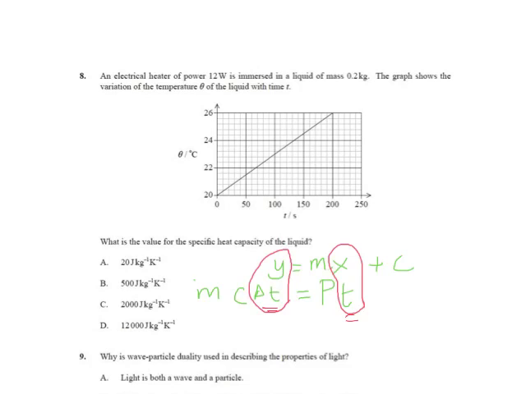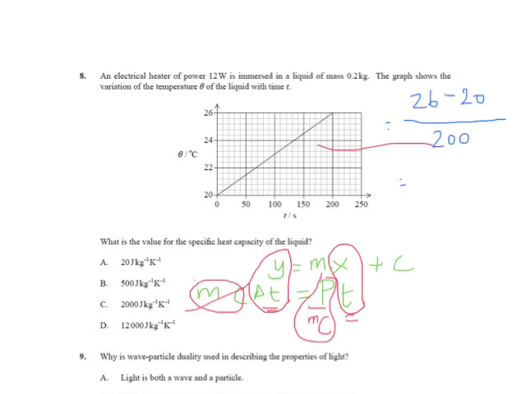Now, what does that mean? That means that our gradient equals P, power, over MC, specific heat capacity. Okay, so if we can work out the gradient of this graph, then it would be equivalent to power divided by mass times specific heat capacity. So let's work out the gradient.